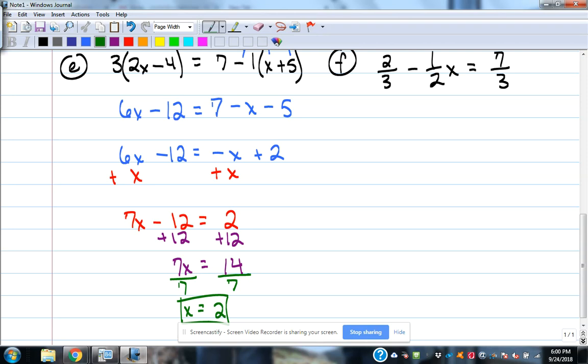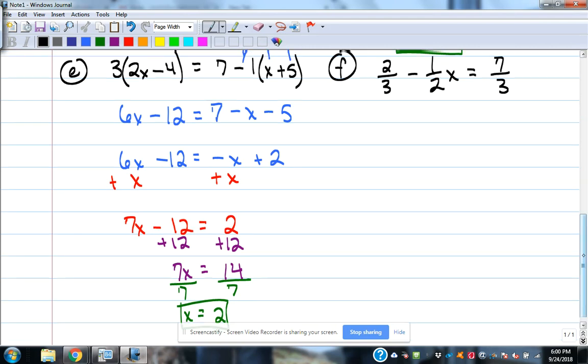Okay. All right. Distributive property involved there. Let's throw some fractions into the game. I'm going to show you a trick here.